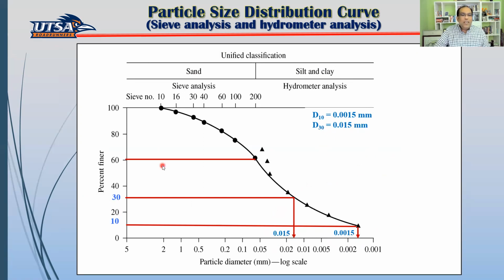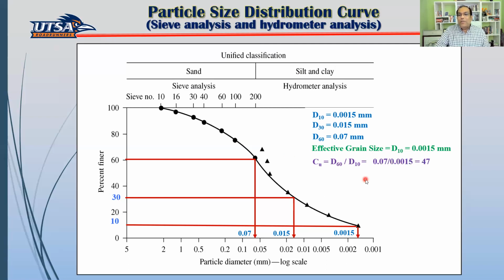Now go to 60 and see that here. Read this from this scale, which is actually 0.07. So my D60 is 0.07 millimeter. Now I can easily calculate. My effective grain size, which is your D10, is basically 0.0015 millimeter. What about your CU? CU is nothing but D60 by D10. So if you plug that value in here, you get 47.